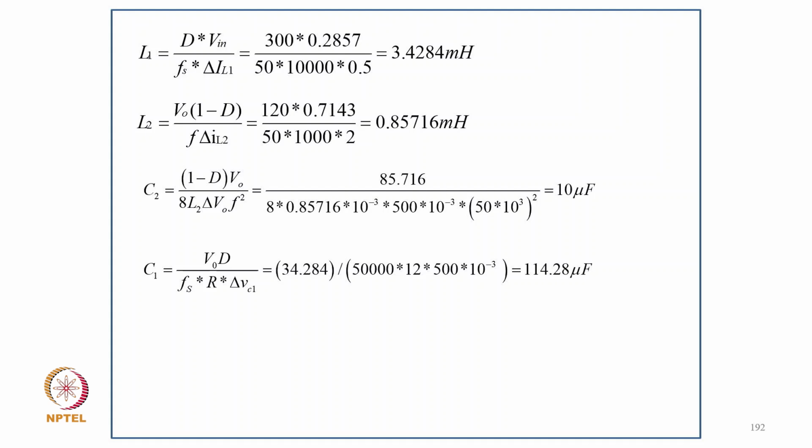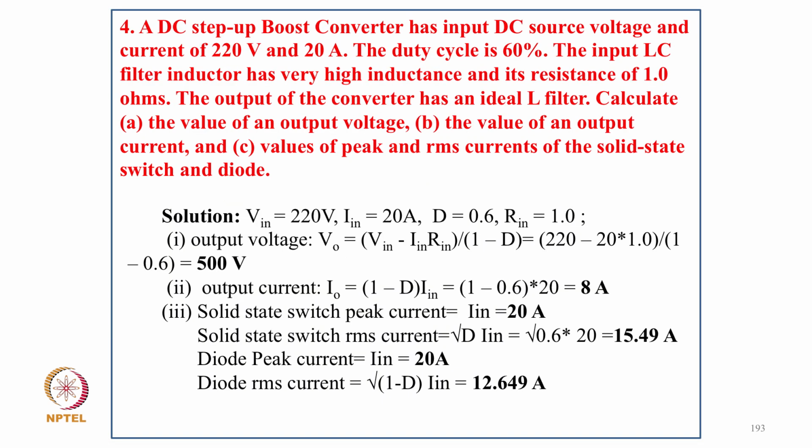So we get L1 = D Vin / (f delta IL1). Putting in the values, it comes to 3.4284 millihenry, and L2 = Vo(1 - D)/(f delta IL2), so it comes to 0.585716 millihenry. C2 = (1 - D) Vo / (8 L2 delta VC2 f²), so it comes to 10 microfarad, and C1 = Vo D / (f R delta VC1), that comes to 114.28 microfarad.